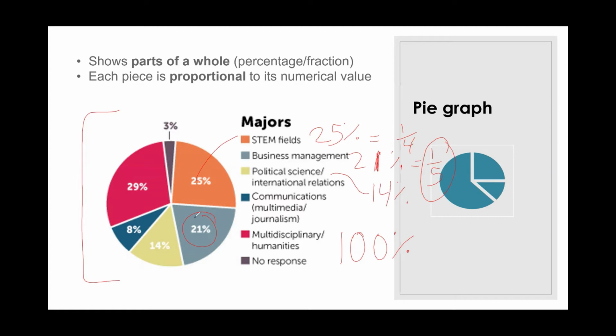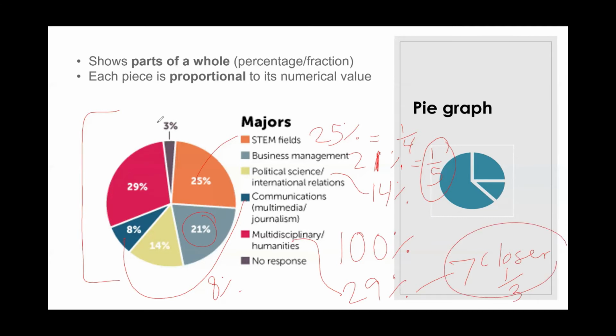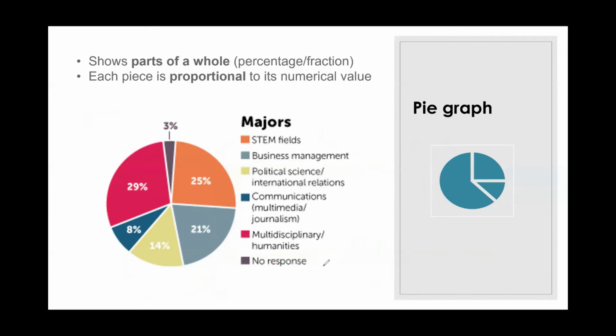Then we have in blue communications, which is 8%. Multidisciplinary or humanities, so this might be like liberal arts, is 29%. So this is actually closer to 1/3. So a lot more people. And just graphically, you can see the red mark is a lot bigger than the other portion. So that's what we mean by each piece is proportional to its value. Then we have 3% as no response. So they did not respond to the survey. So again, this shows us out of one whole, in this case, university, what did people say?